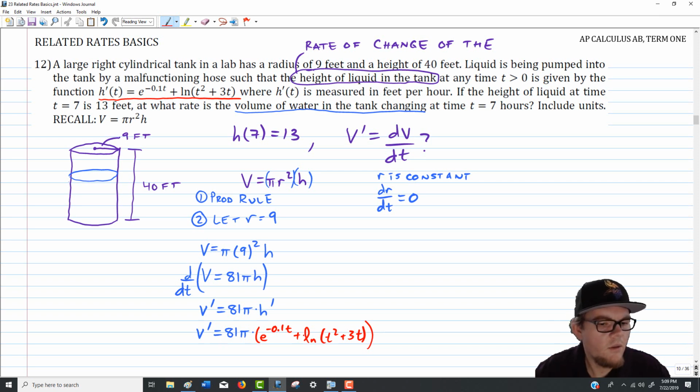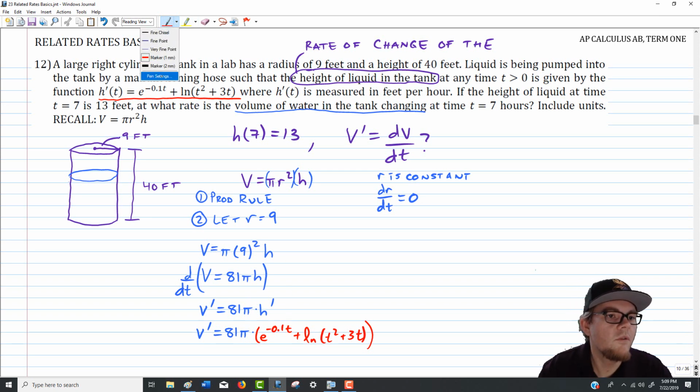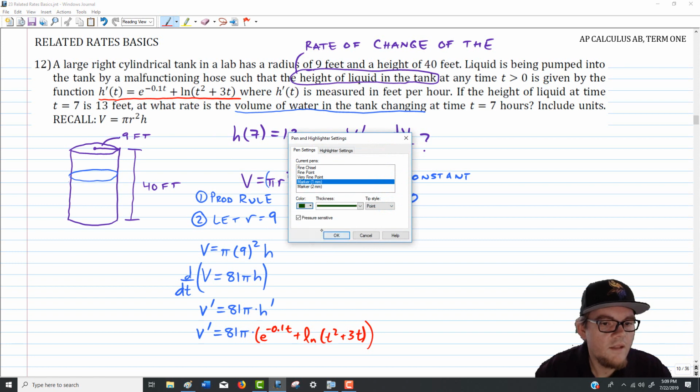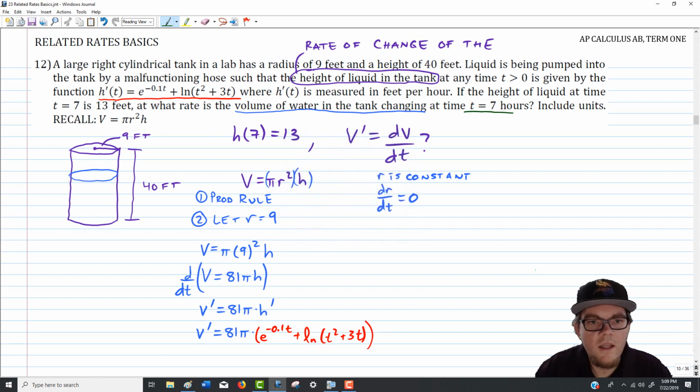And at first you might say, okay, well then what do I do? Because I still have t in there. But there's one last piece of information present for us. It says in the problem that we're interested in what the rate of change of the volume is at t equals 7. So what we need to do is evaluate this at t equals 7 specifically.